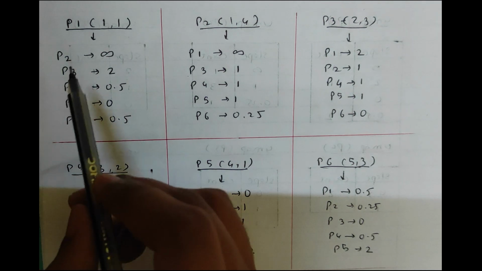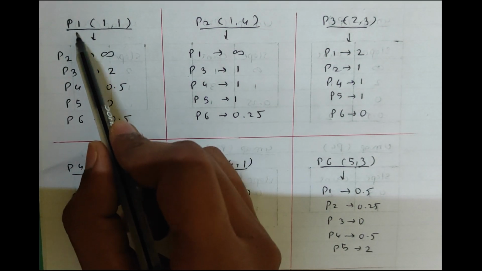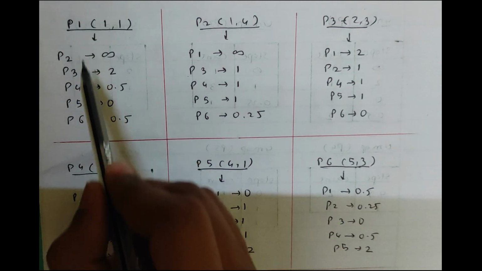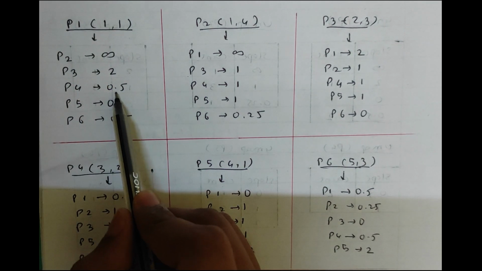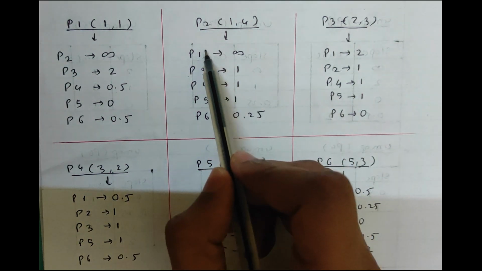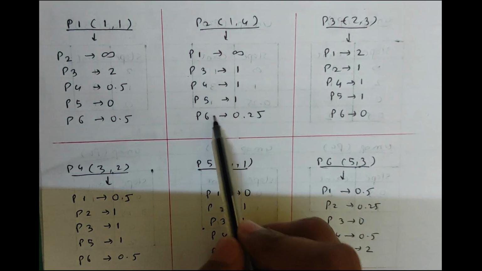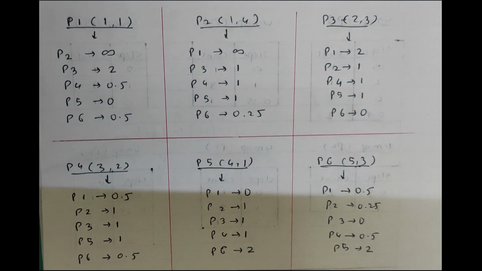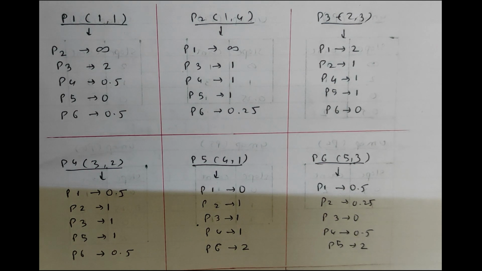According to that, we have to calculate the slope corresponding to all the points. The slope from P1 to P2 is infinity, P1 to P3 is 2, P1 to P4 is 0.5, and so on. P2 to P1 is infinity, P2 to P6 is 0.25, and all the slopes are here. I have calculated all the slopes. Based on that, we have to build the unordered map.